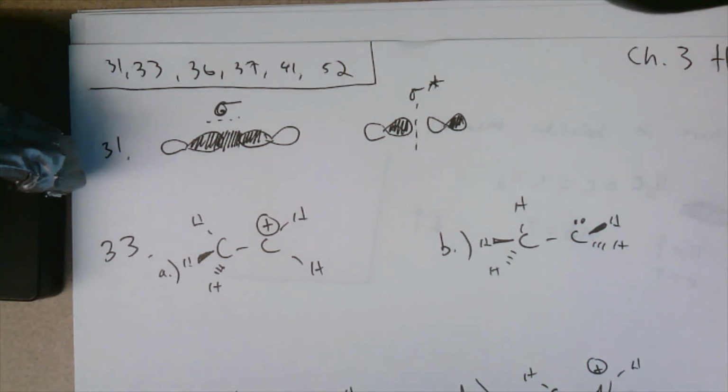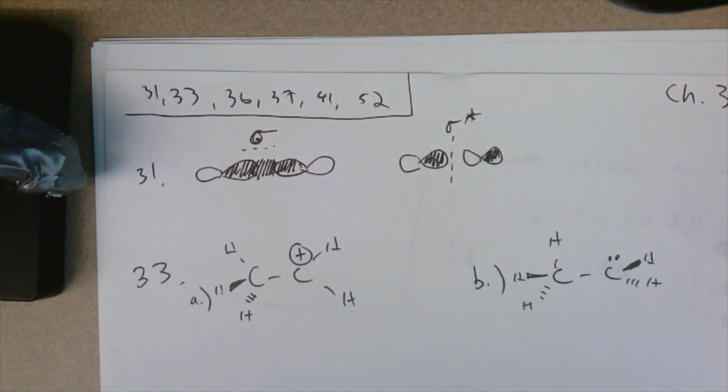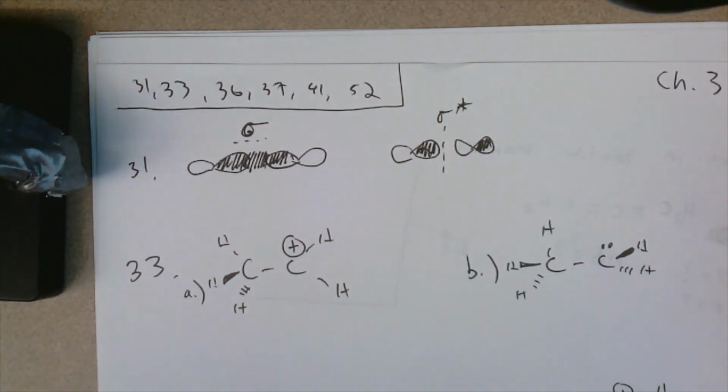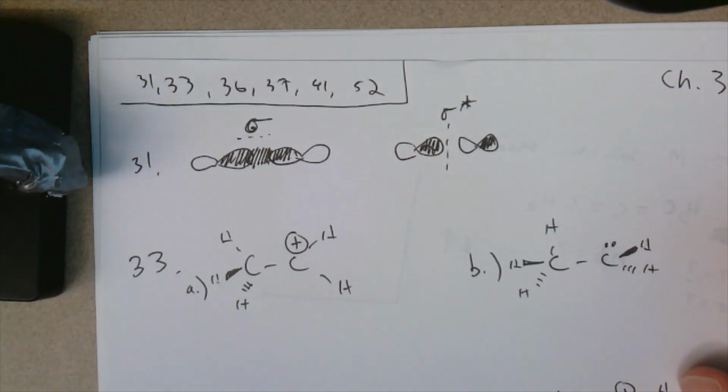Okay, welcome to chapter 3, homework key. Let's look at number 31 first. Number 31 says the bond in Cl2 can be explained by end-on overlap of two p atomic orbitals. And it wants us to draw the bonding and anti-bonding orbitals.